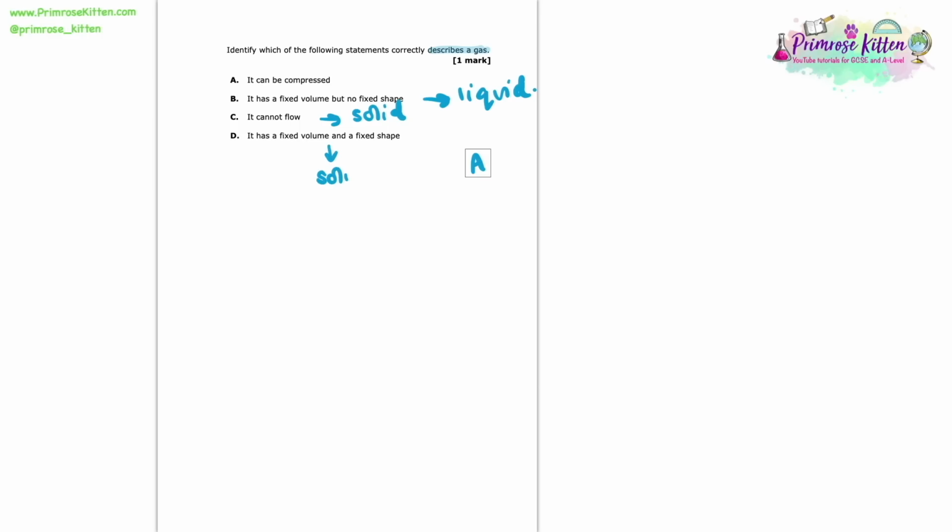So here, hopefully you can see that even if A didn't jump out at you straight away as the answer, by identifying the other ones, you can also get your answer in the end as well. So here we've got A as our answer.